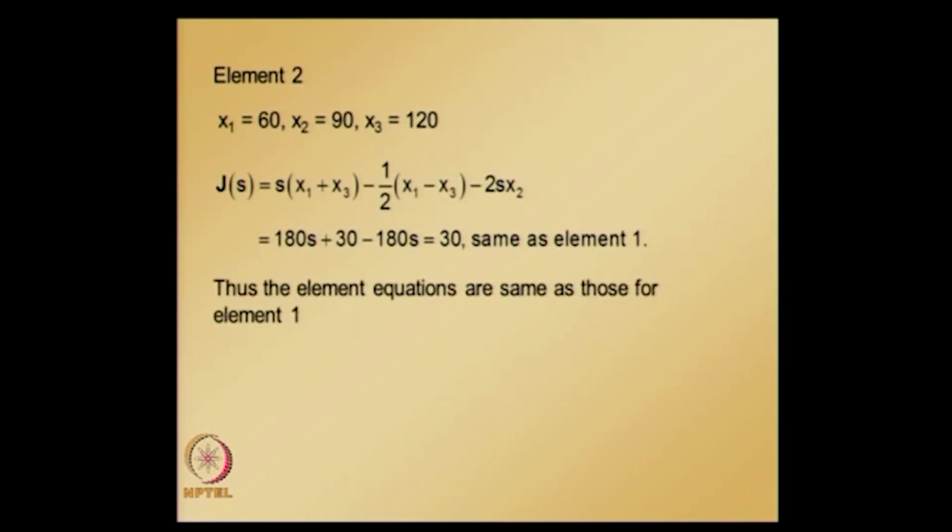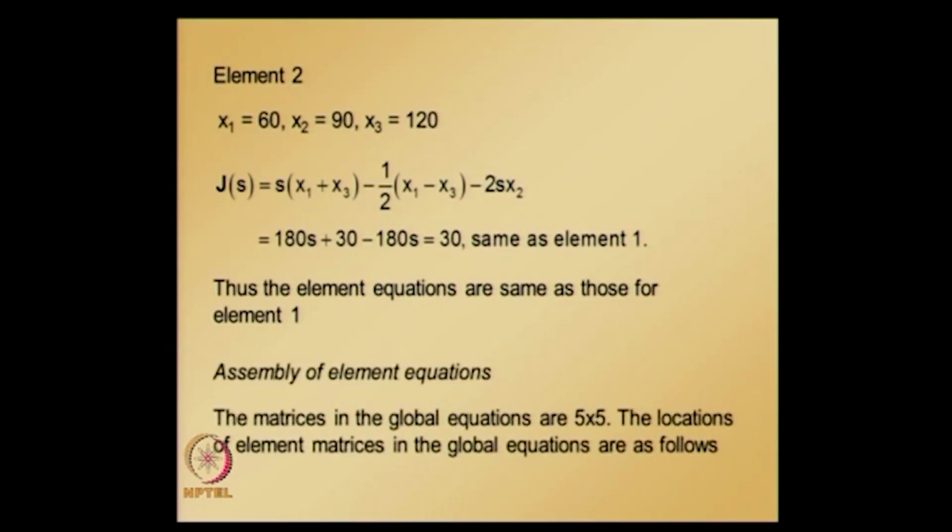So, element equations are same as those for element 1. So, we do not need to go through the entire numerical integration details for element 2, because all those matrices and vector values are same. So, now let us assemble. We have element equations for element 1, element equations for element 2. So, we can assemble element quantities.